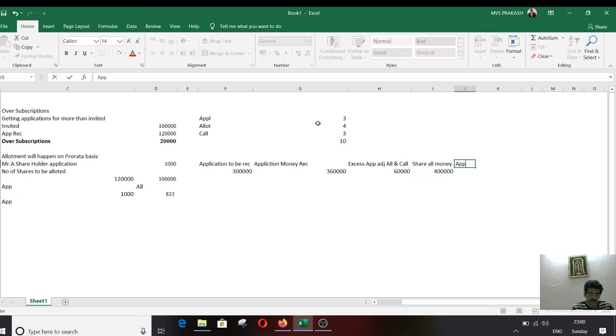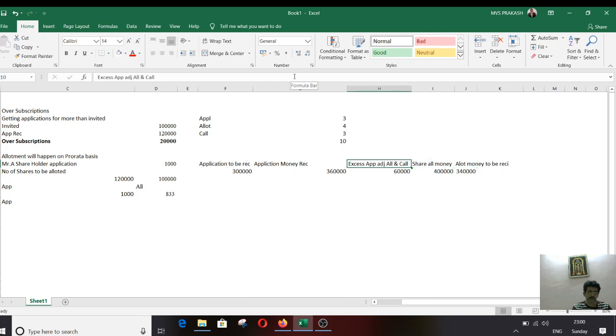So how much amount will I receive? Application, allotment money to be received is what? Total amount is 4 lakhs. Of this, excess money, I am telling my shareholders that I will adjust. So I will be receiving only this much, 3,40,000. Allotment money to be received is going to be this. That's the first and foremost thing which I need to prepare.